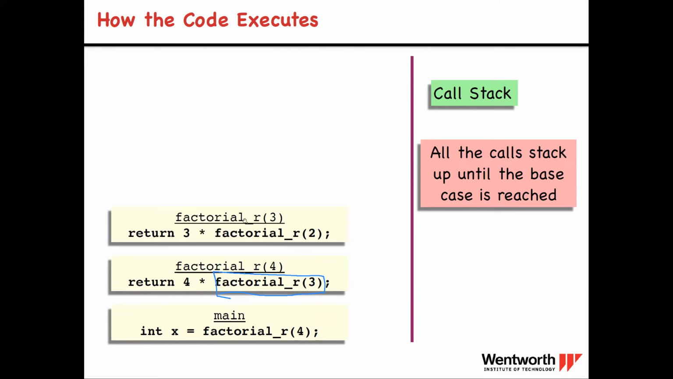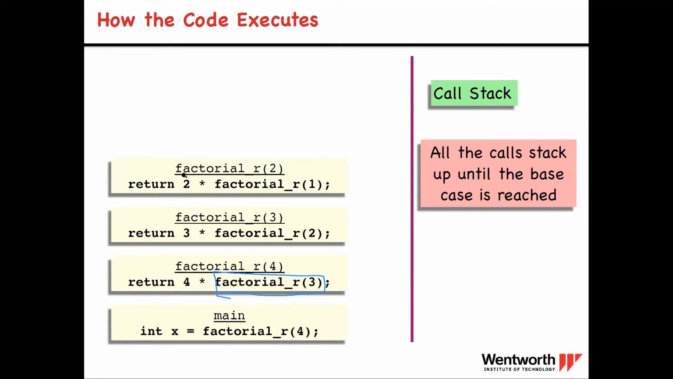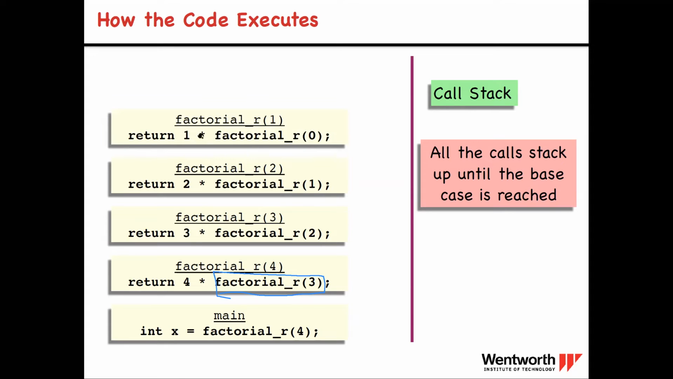So we call factorial of 3, which is just 3 times the factorial of 2. But now we're calling factorial 2, so we have to do 2 times factorial of 1. And then we do factorial of 1, which is just 1 times the factorial of 0. And then we hit the base case. So in our method, we hit return 1. So now the call stack collapses back down.